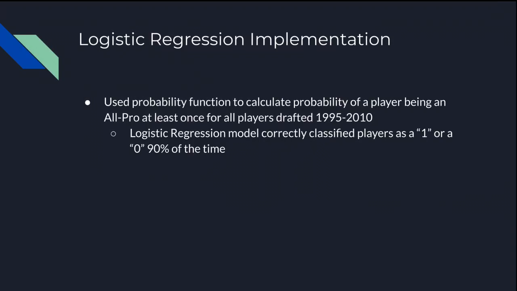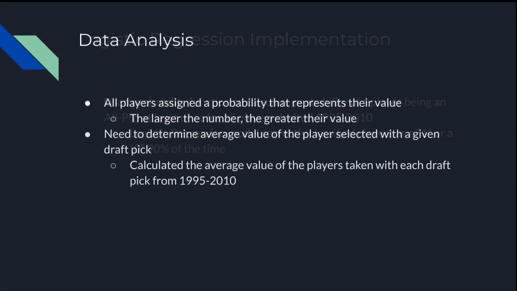Next, we took the probability function produced by the logistic regression algorithm and used it to model all of our data. For every player drafted from 1995 to 2010, we calculated the probability of that player being an All-Pro given their career statistics. The model correctly classified players as either an All-Pro or not an All-Pro 90% of the time. At this point, all players in our data set have been assigned a probability that represents their actual value as a player. The larger this number is, the greater the value of the player.